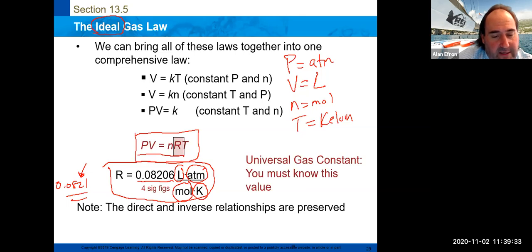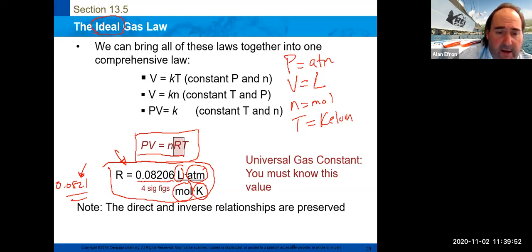And we have PV equals nRT. Again, P is our pressure, V is our volume, n is our moles, R is our gas constant, T is our temperature. This is a constant, R, so you always have this number given to you, no matter what the situation is. You always have that available to you.